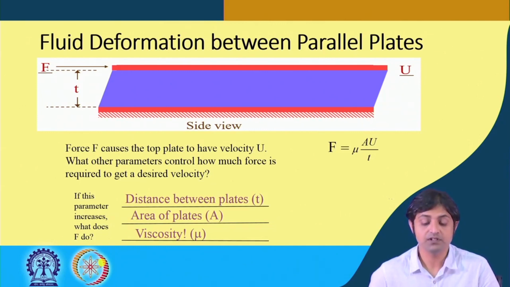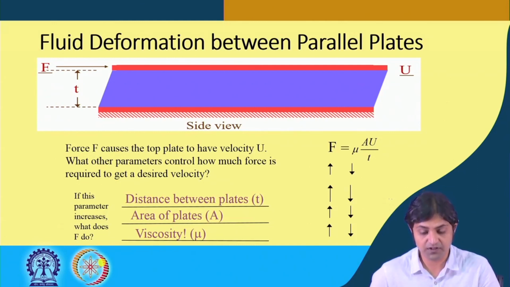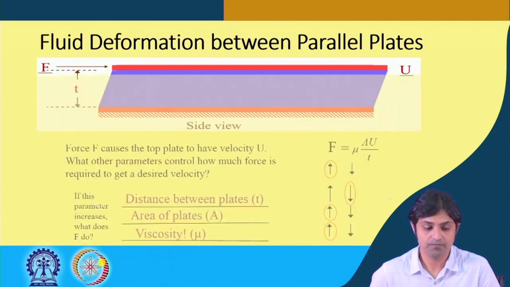So F is found to be directly proportional to mu, area, and speed, but inversely proportional to the distance between the plates. These arrows indicate that on the left side the parameter or F increases, and on the right hand side it decreases. So if the distance between the plates goes down, the force will increase, or if we increase the area of the plate, the force goes up, and if the viscosity of the fluid increases, then the force increases.